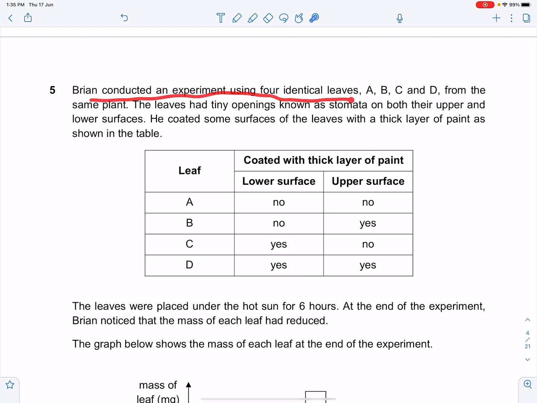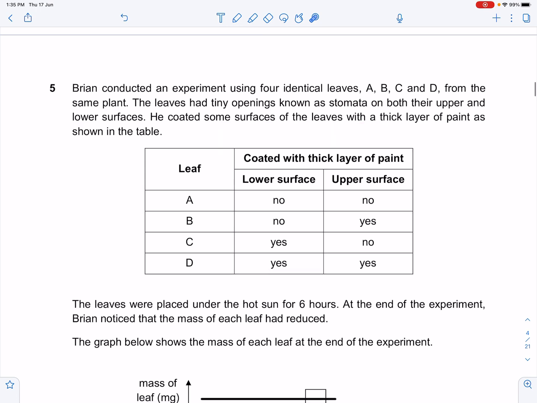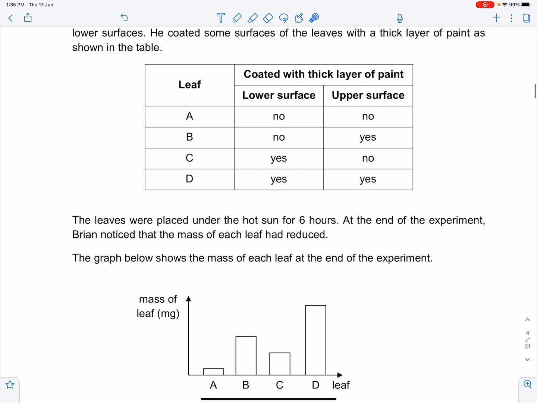Brian conducted an experiment using 4 identical leaves, A, B, C, and D from the same plant. The leaves have tiny openings known as stomata on both their upper and lower surfaces. He coated some surfaces of the leaf with a thick layer of paint as shown in the table. The leaves were placed under a hot sun for 6 hours.